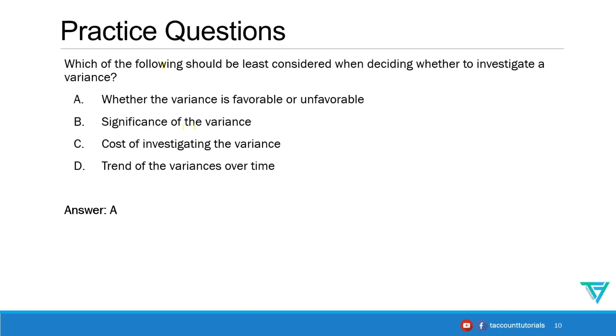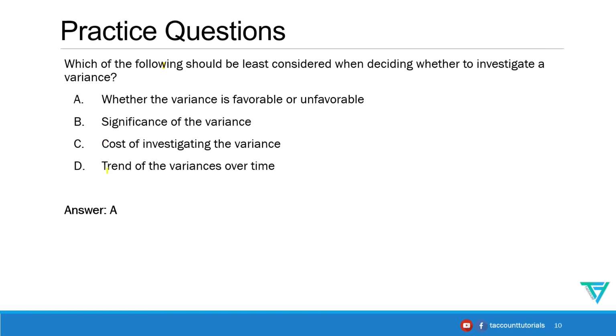Because the significance of the variance is actually the primary factor in considering what variances to investigate. Again, tying back to management by exception, only those variances which are significant enough to prompt management decision would be investigated. Next is the cost of investigating the variance. This would also impact management's judgment on whether or not to proceed to investigate the variances. Of course, it would only investigate variances which are practicable to investigate, which would provide a net benefit to management.